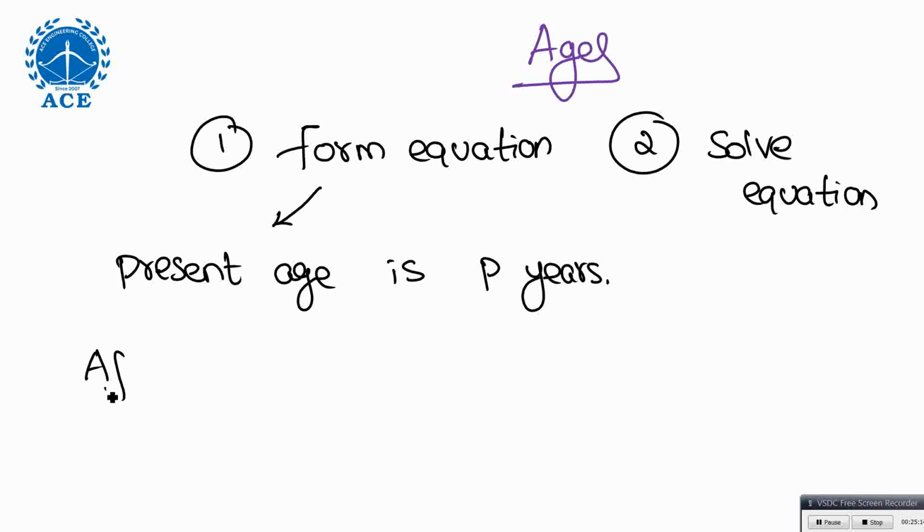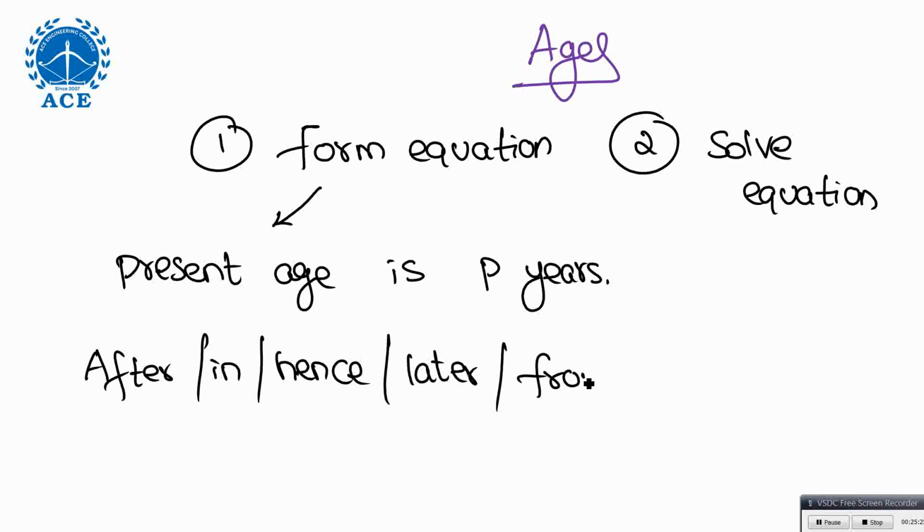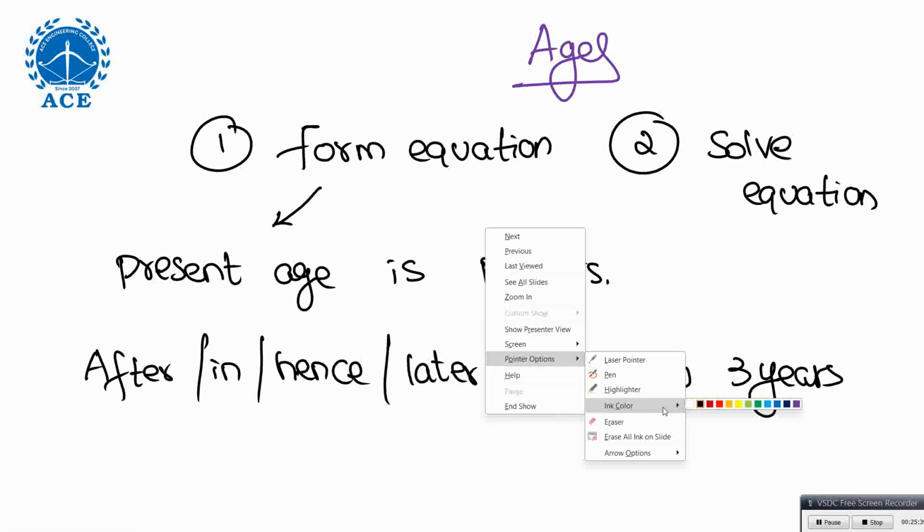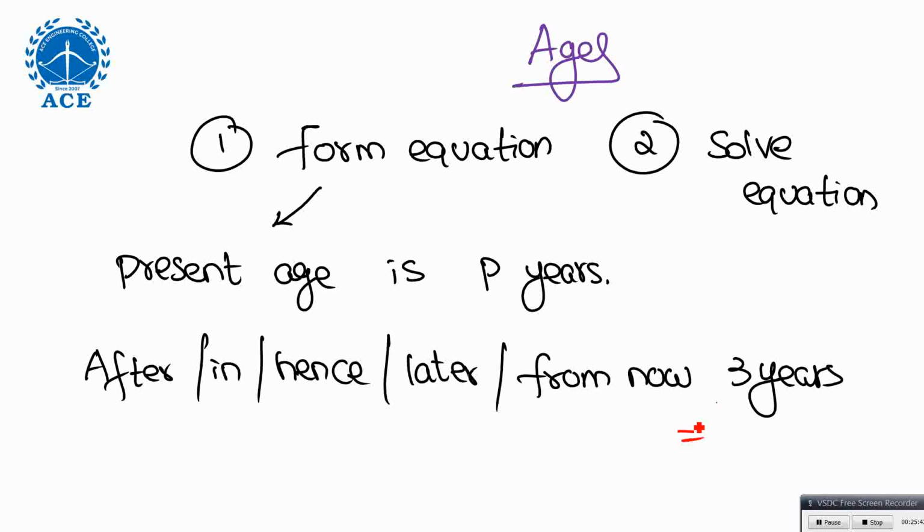After, or in, or hence, later, from now, these are all similar terminologies. After 3 years, or later 3 years, in 3 years, from now 3 years means the age of the candidate is P plus 3. They use this type of sentence in questions. You have to consider this as P plus 3. Present age is P. After 3 years means that age is P plus 3. In 3 years, after 3 years, later 3 years, from now 3 years, all the same scenario.